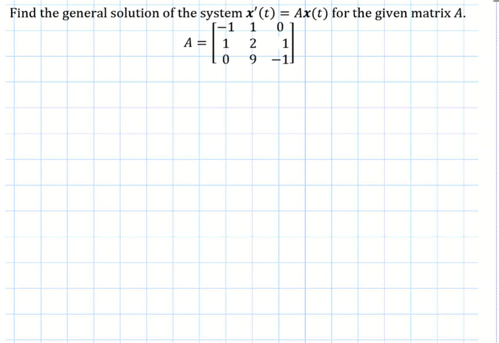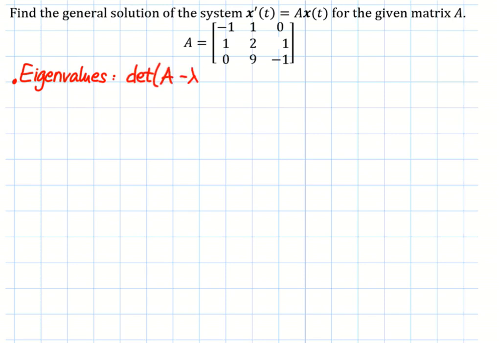We will find the general solution to this system of equations in the matrix form. In the matrix form, we will find the eigenvalues and then eigenvectors and write the solution from there. First, the eigenvalues. To find the eigenvalues, we will solve the characteristic equation.